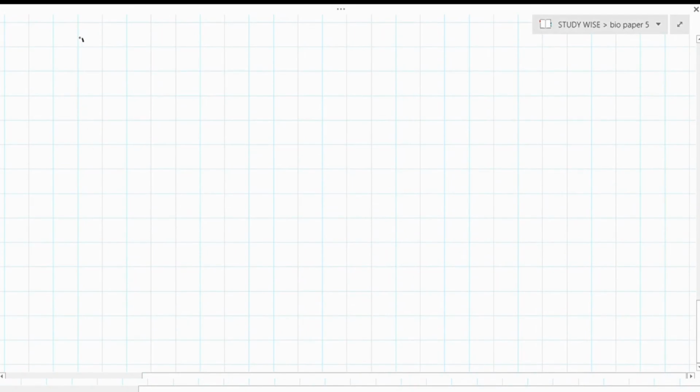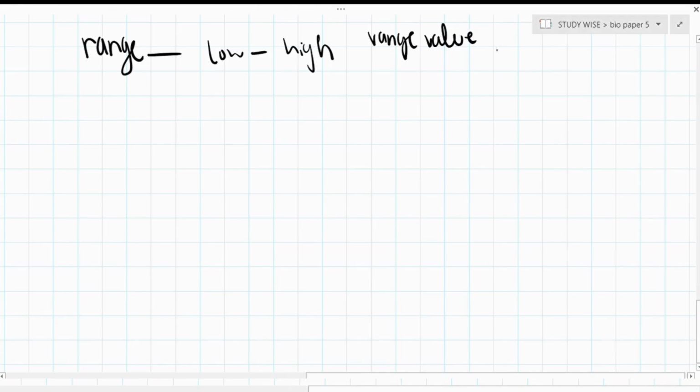And of course you have the range. It's basically the lowest to the highest. And if they ask you for the range value, it's gonna be the highest minus the lowest. So basically you're gonna have to find the difference. And then you have the IQR, which is the middle 50%. And I'll be explaining that also in the following videos in my playlist.